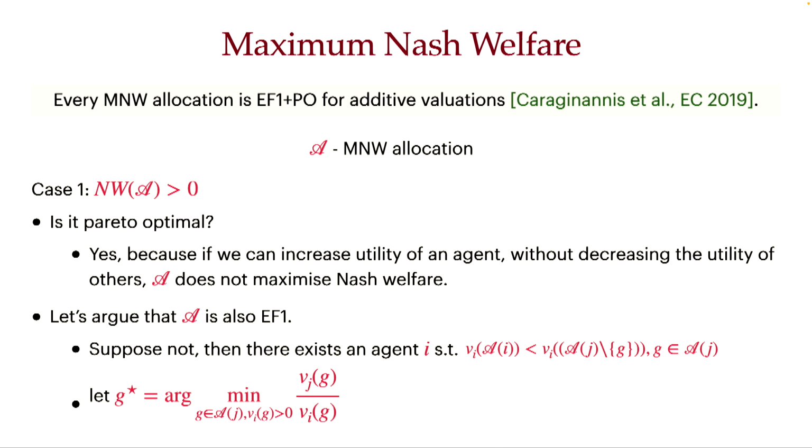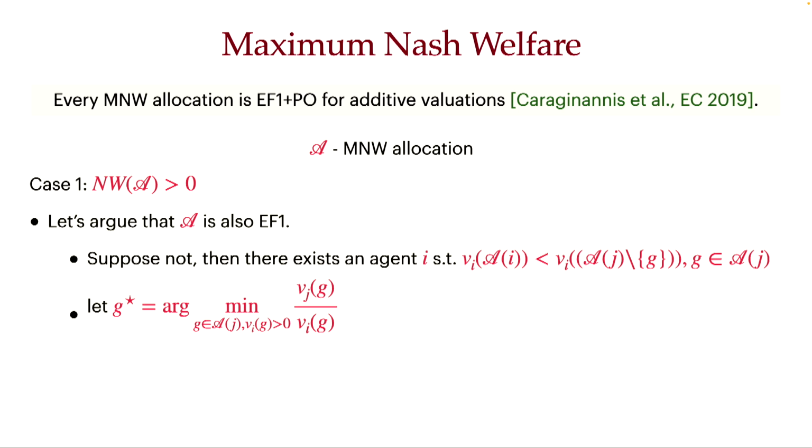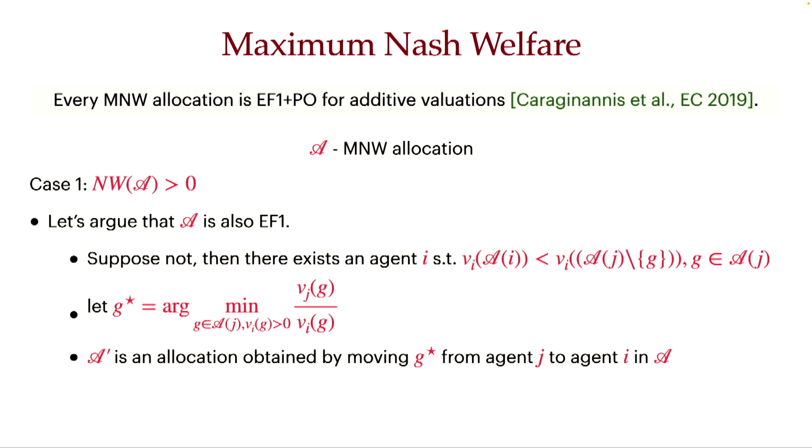Is it okay? Okay. So, G star, you will understand why such a choice in a minute. That is just for mathematical calculation. Now, A prime is, let us say, an allocation that is obtained by moving G star from agent J to agent I. We are not doing anything, we are just analyzing. Now, we want to claim that Nash welfare of A prime is greater than Nash welfare of A.